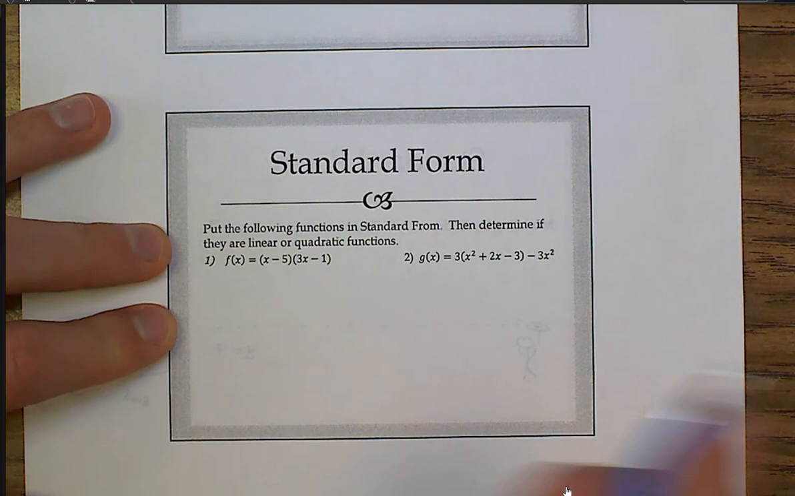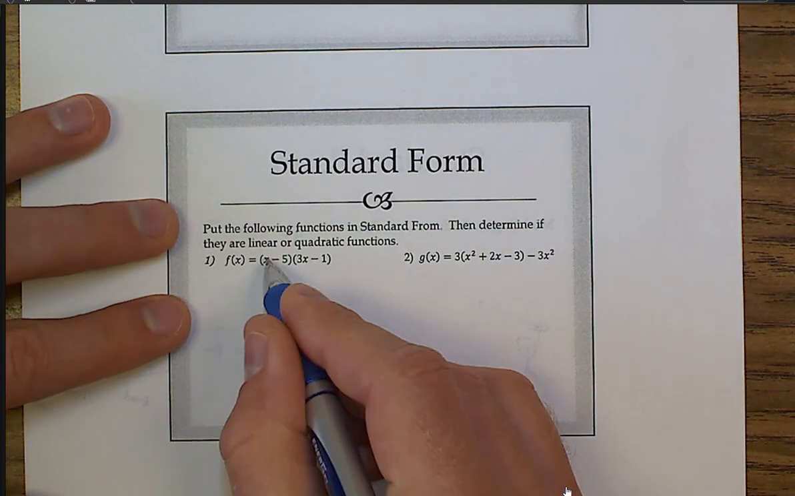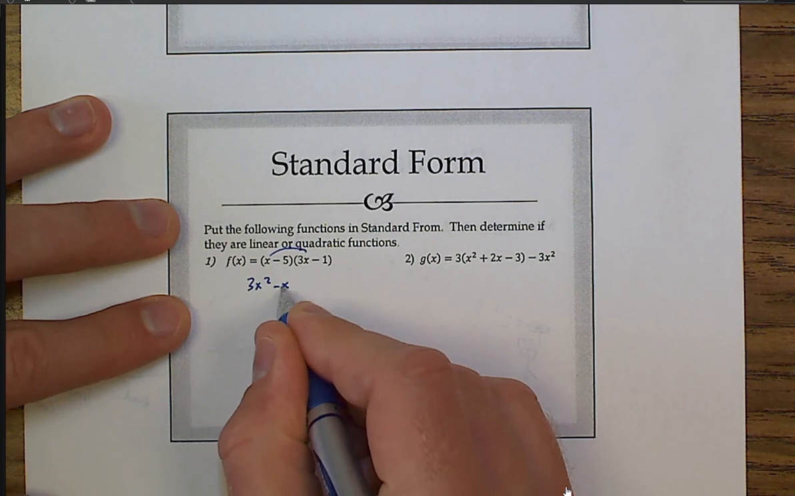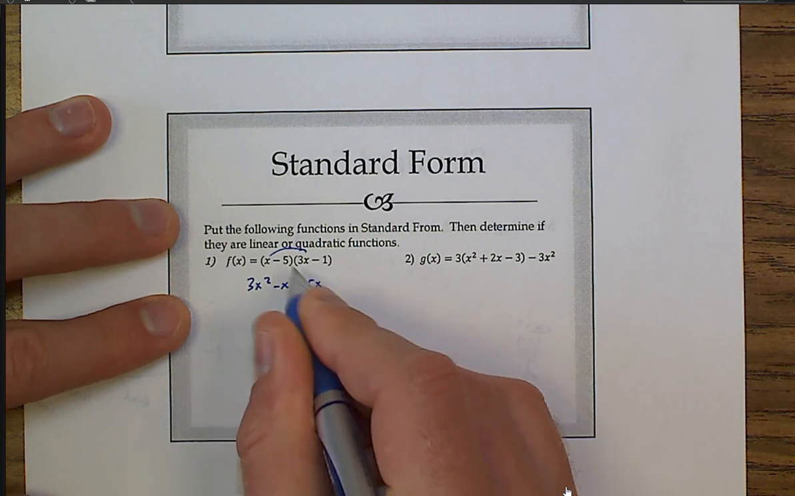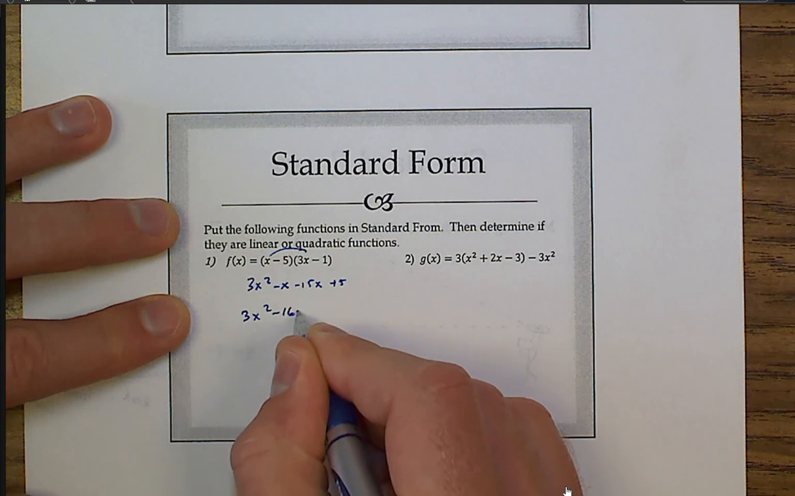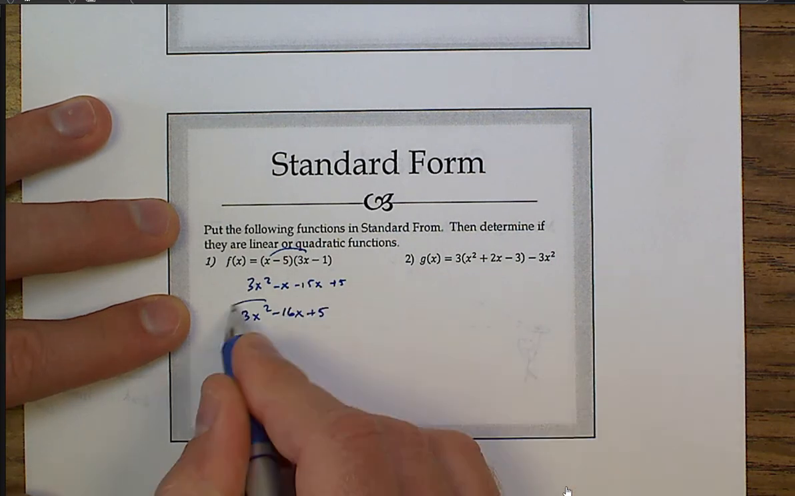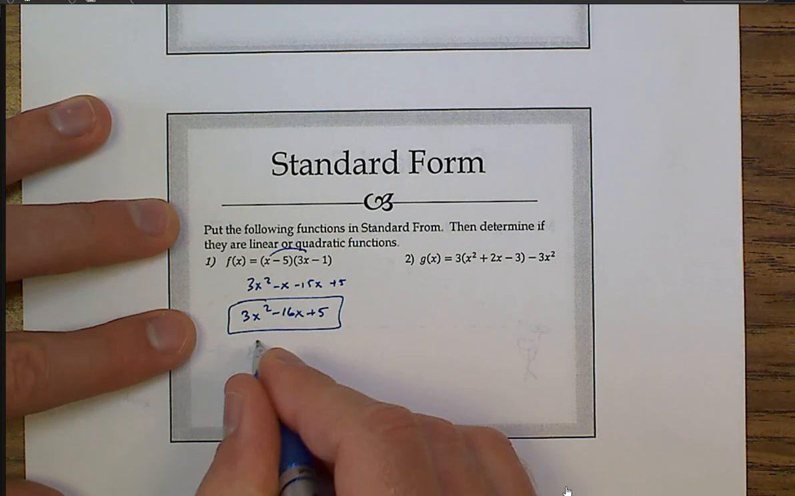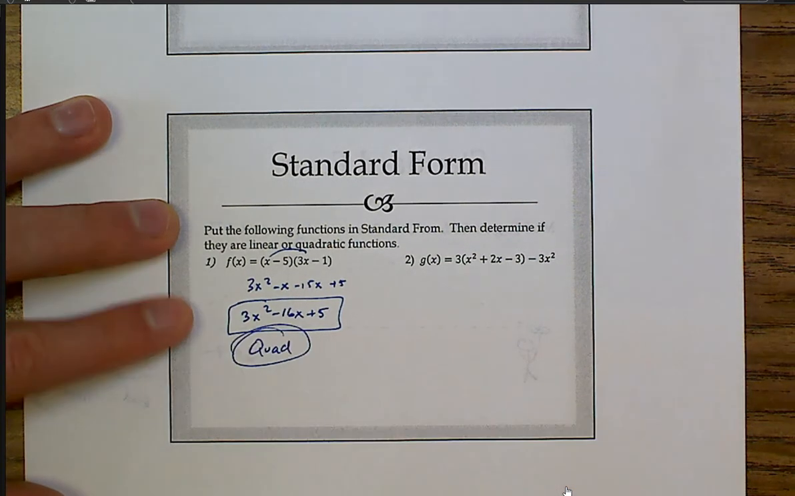So we're just going to do some basic multiplication. You're going to FOIL. It's going to be 3x squared minus x minus 15x plus 5. That gives me 3x squared minus 16x plus 5. I know I'm working through that kind of fast, so when I simplify, that's what I get. Then that's x squared. That's going to be a quadratic. So our answer is a quadratic function here.